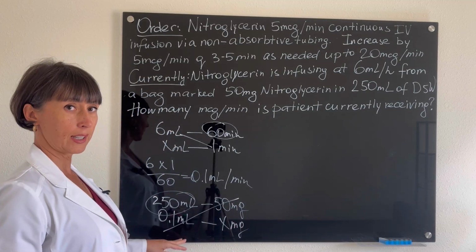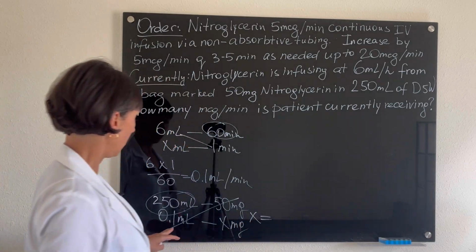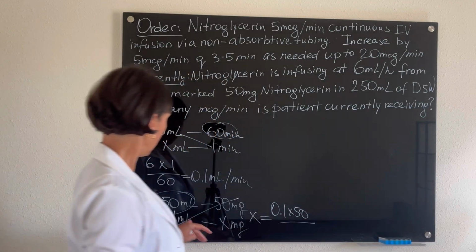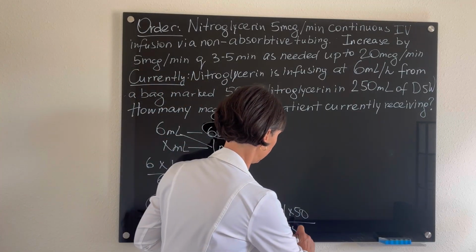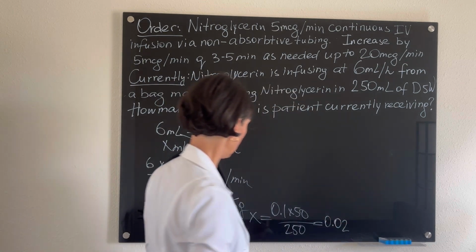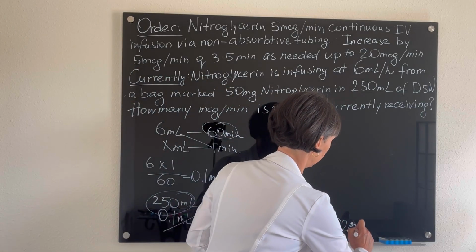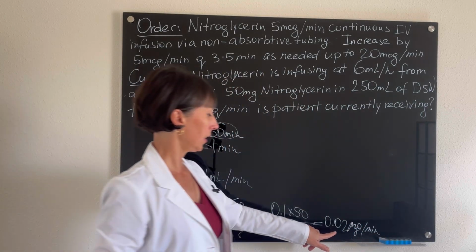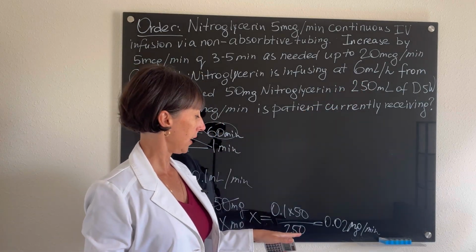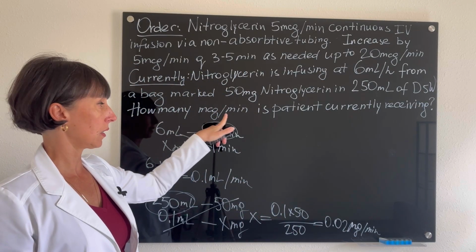As always, I multiply on diagonal and divide by the third number. And my X equals 0.1 times 50 divided by 250. And that equals 0.02. And I found milligrams, and I'm still per minute, yes? This is how many milligrams patient is receiving right now when patient is receiving 6 milliliters an hour. Now I need to go to micrograms from here because the question is asking me how many micrograms per minute is that.